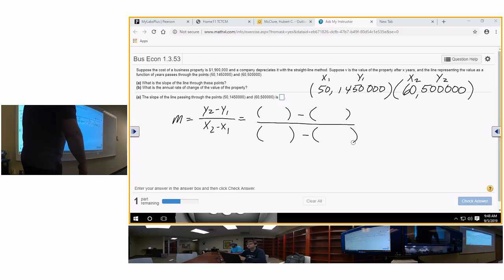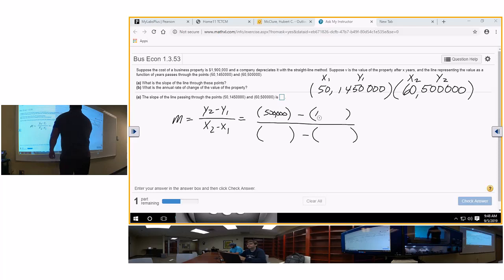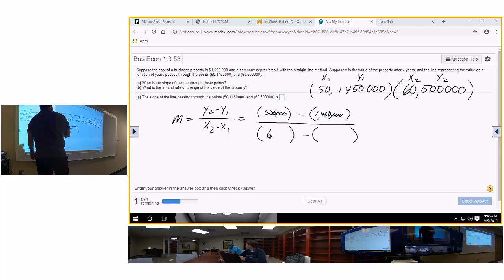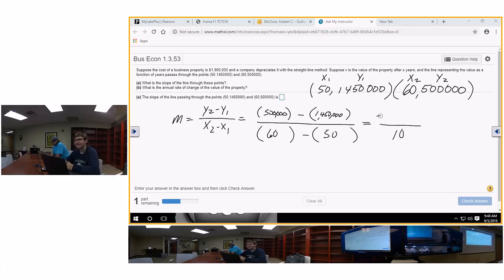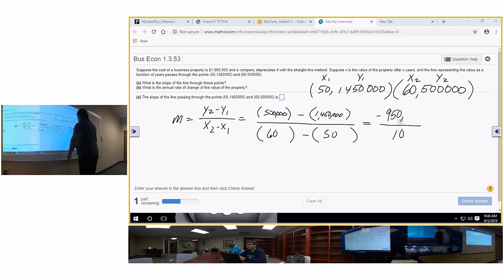And that's going to be 500,000 minus 1,450,000 over 60 minus 50. I'll do the denominator for y'all. It's gonna be 10. And the top is going to be negative what? Oh yeah, he's right. What's the top going to be? Negative 950,000. If that's what you say, somebody confirm it. That's right. I'd put that in scientific notation.